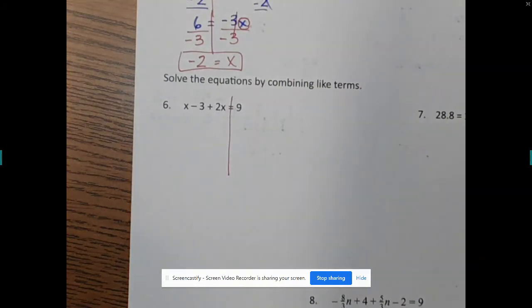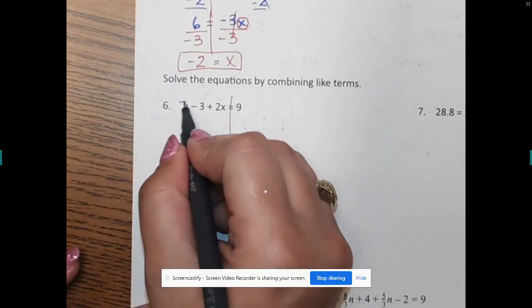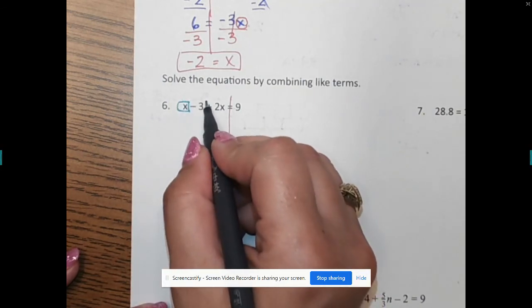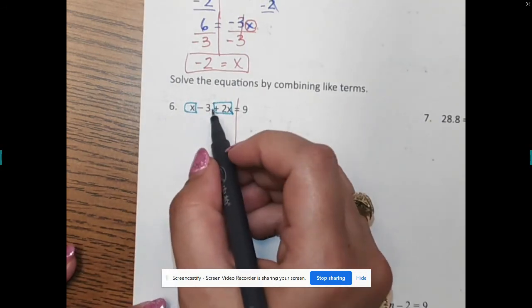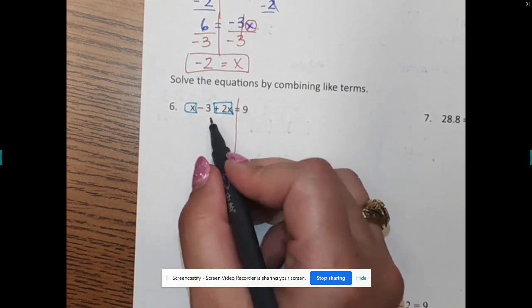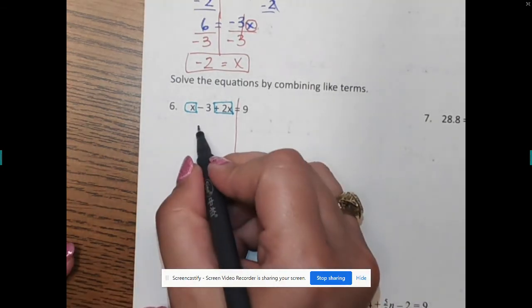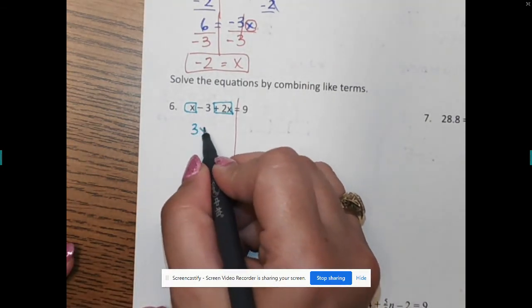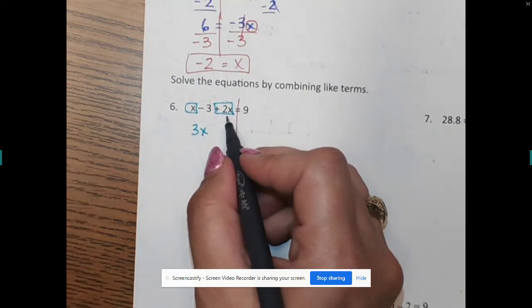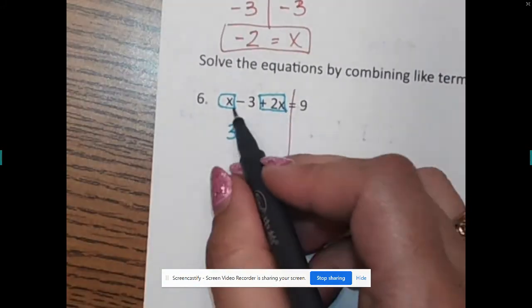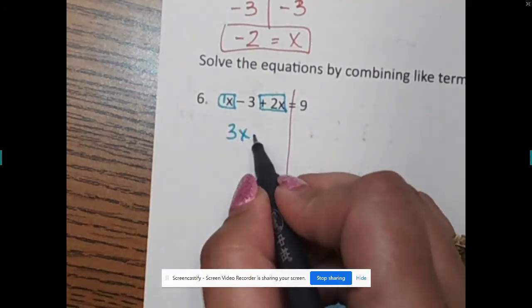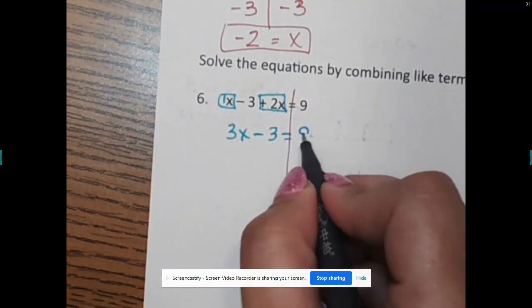Is there anything to combine? X and 2x. Okay, but the minus goes with the 3. So you have an x and you have 2 x's. So how many x's do you have? 3x. Because remember, what's in front of that x is 1. 3x minus 3 equals 9.